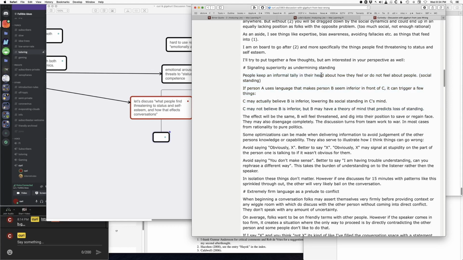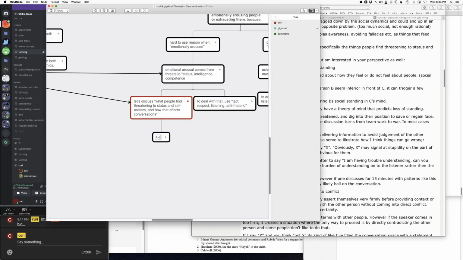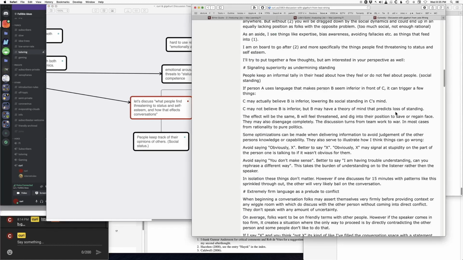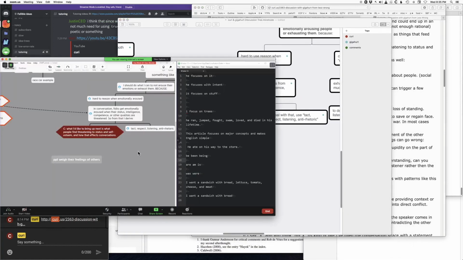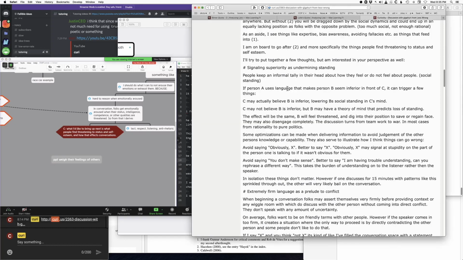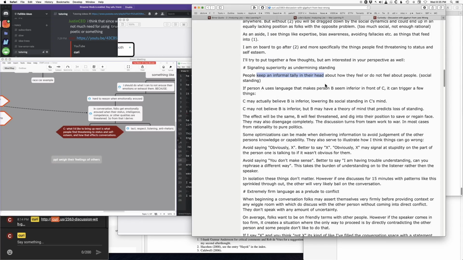So this is going to be a node. People keep track of their opinions of others. Social status. Okay. I wrote people weigh their feelings of others at first, but weighing their feelings doesn't mention that they remember it. When he says keep a tally in their head, he's talking about memory, like they're keeping track of it. A tally is a way of keeping track of numbers as you go along. So the point is that there's persistence over time.